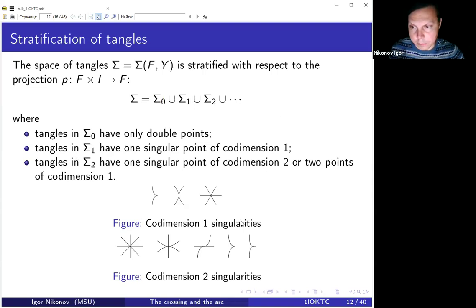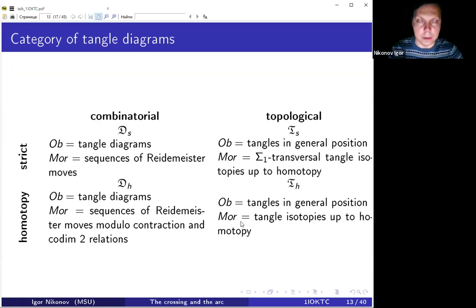So we have the following stratification, and then we can define a category of tangle diagrams. I consider 4 categories.